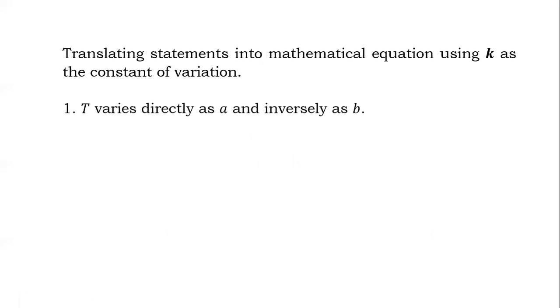First, we have t varies directly as a and inversely as b. How do we translate this into a mathematical equation? We have t equals k times a over b. Always remember that the equation of combined variation is written like this: t equals k times a over b.